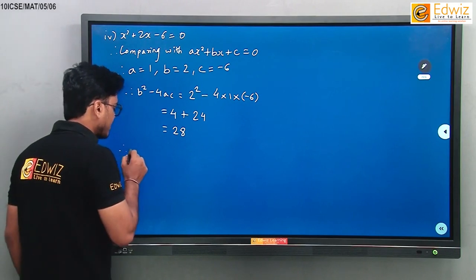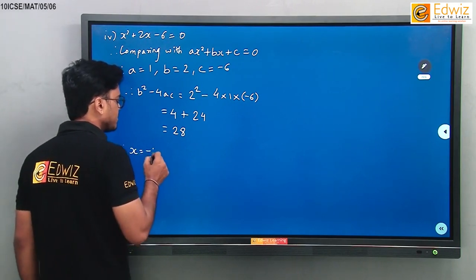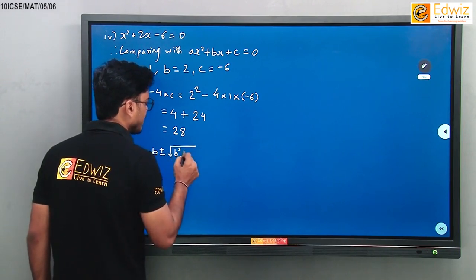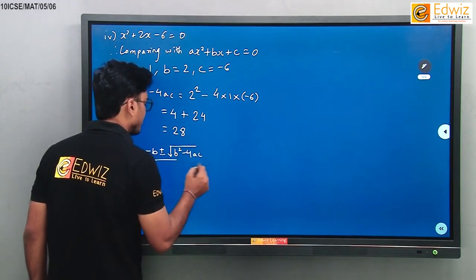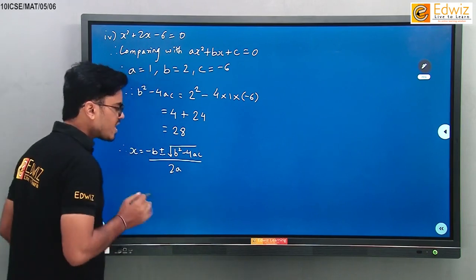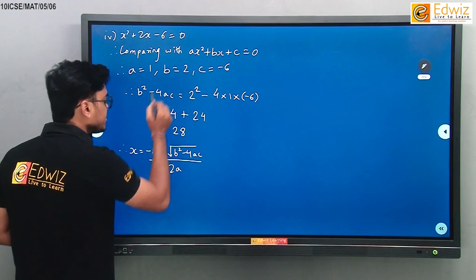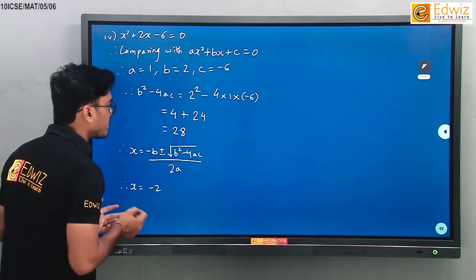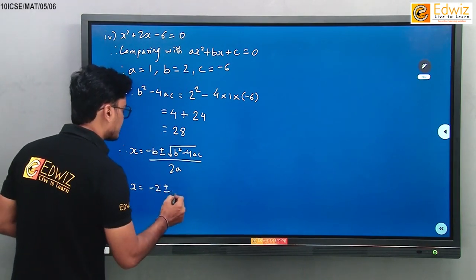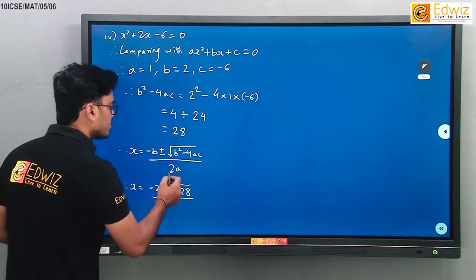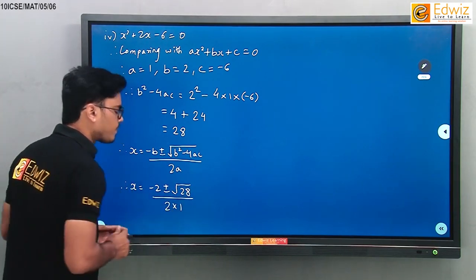Now let us find the value of x, that is minus b plus or minus square root of b square minus 4ac divided by 2a. Substitute the values. x will be equal to minus b, which is minus 2, plus or minus square root of 28 divided by 2 times 1.